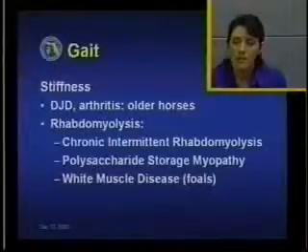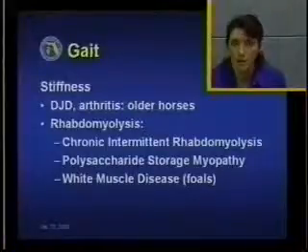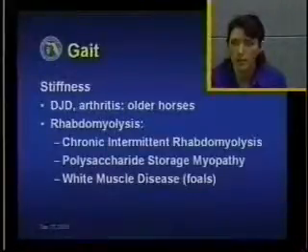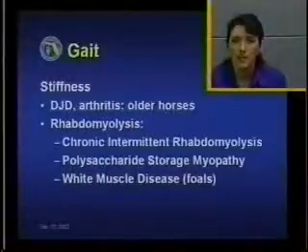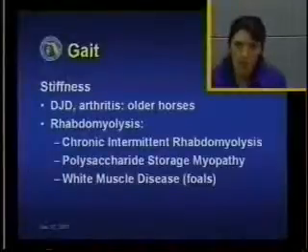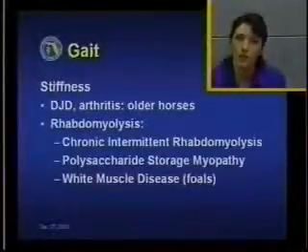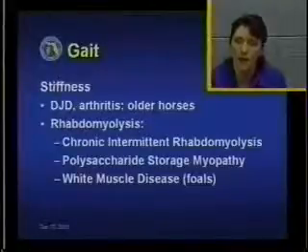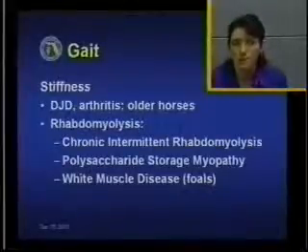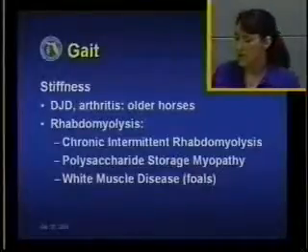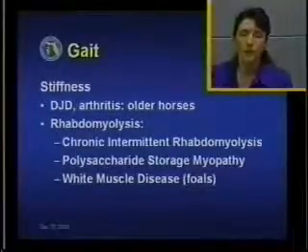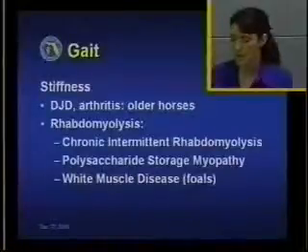Polysaccharide storage myopathy is a disease that will result in accumulation of abnormal glycogen within the muscle fibers and can result in episodes of rhabdomyolysis that are fairly common. The treatment for this disease is a change in the diet where you reduce the carbohydrate in the diet and replace it by fat as a source of energy. White muscle disease, which is observed in foals, is the result of a deficit in vitamin E and selenium in mares and can be fairly well treated with the administration of vitamin E and selenium.